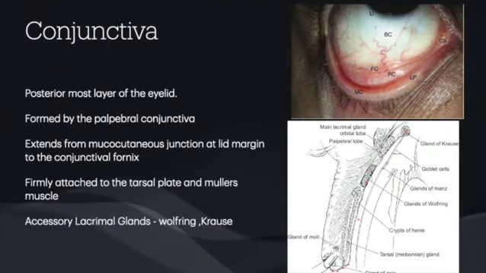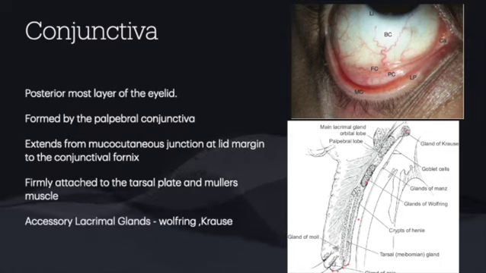Now let us speak about the posterior-most layer of the eyelid, that is the conjunctiva. It is formed by the palpebral conjunctiva. It is so firmly attached to the tarsus that it is impossible to separate by manual dissection. This palpebral or tarsal conjunctiva is a transparent vascularized membrane consisting of non-keratinized stratified squamous epithelium that lines the inner surface of the eyelids and is continuous with the conjunctival fornices called cul-de-sacs. It merges with the bulbar conjunctiva before terminating at the limbus.